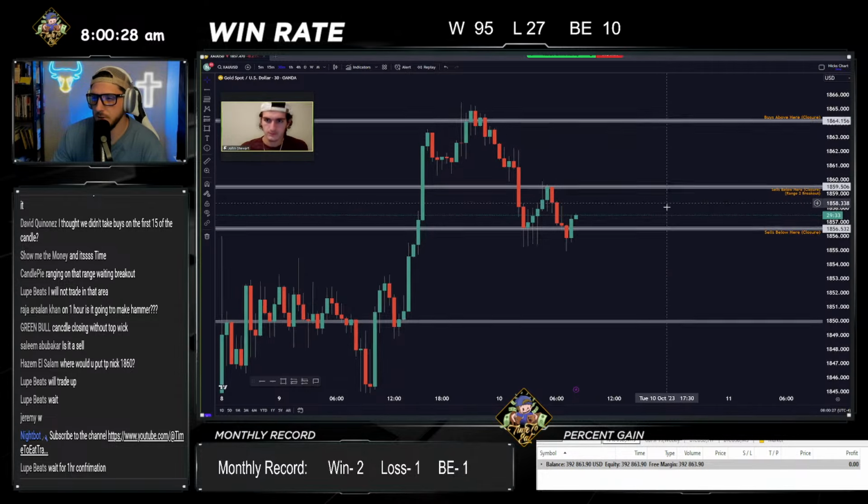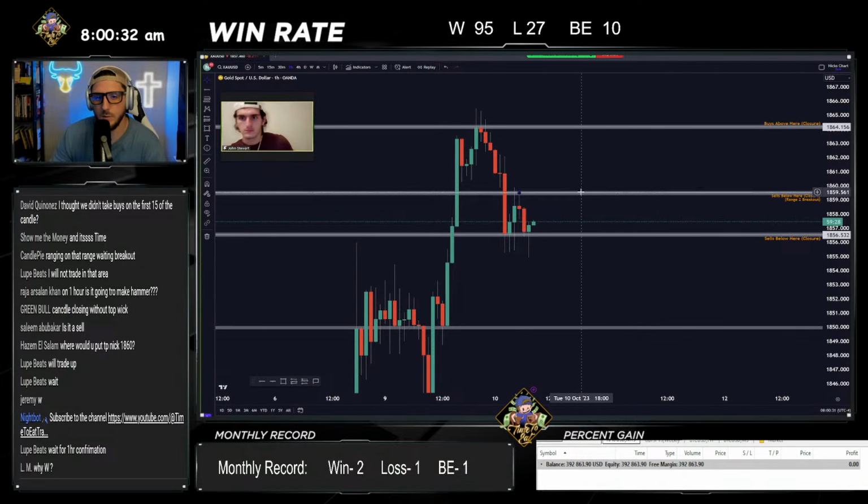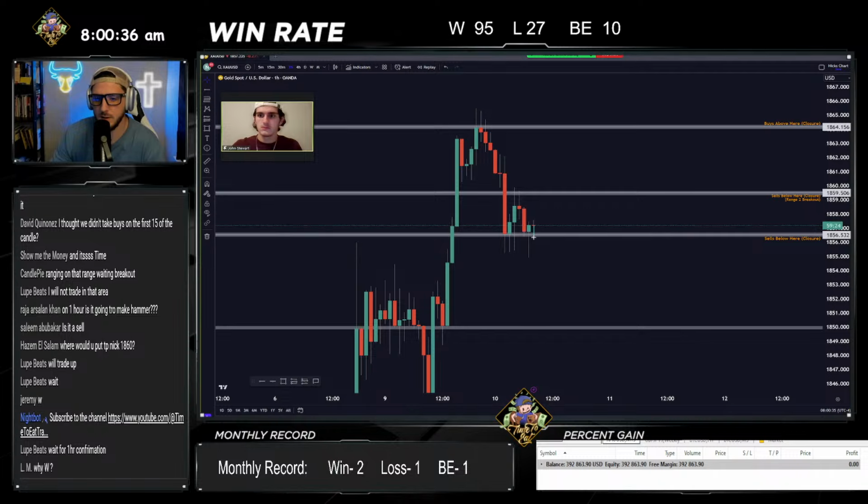Where would I put TP? 1964. So if we look at the 1 hour, where would the 1 hour want to drive up to? Where could we expect price to move up to today? Well, maybe somewhere up in these ranges, right around 1864. So that's kind of what I'm looking for there.